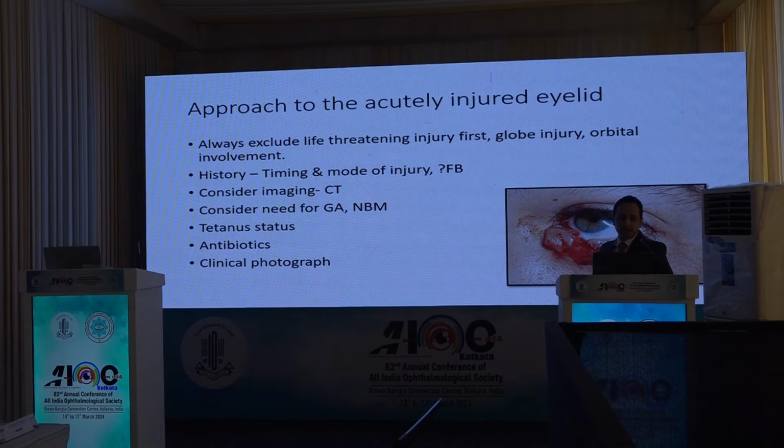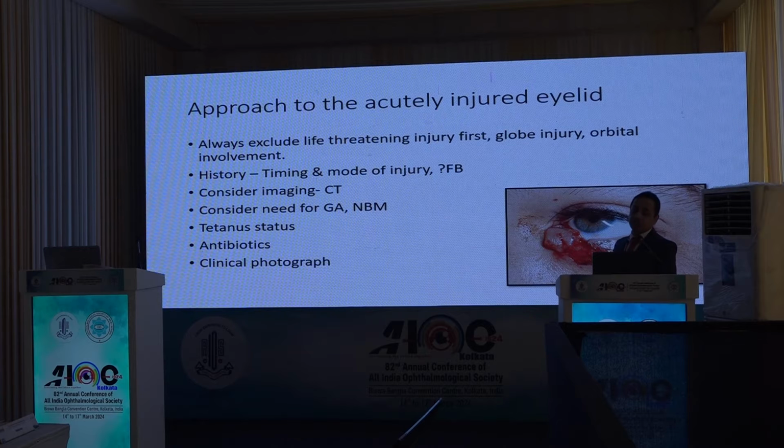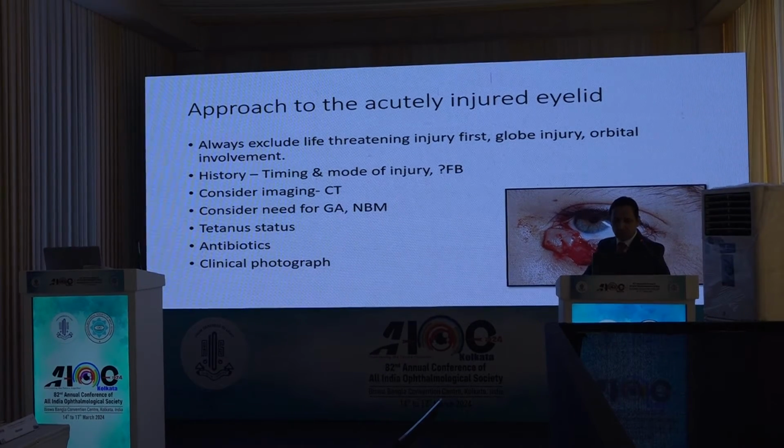Approaching an acutely injured eyelid, the first steps are, as mentioned, exclude life-threatening injuries, presence of globe injury or orbital involvement. A thorough history allows you to find out the mode of injury and suspect foreign bodies. In that situation, keep a low threshold for imaging, which is in most cases a CT scan. Some cases, more complex ones and those involving critical structures, may need general anesthetic and appropriate arrangements need to be made for that, apart from tetanus prophylaxis and antibiotics. And this is a good time to take a clinical photograph if possible.